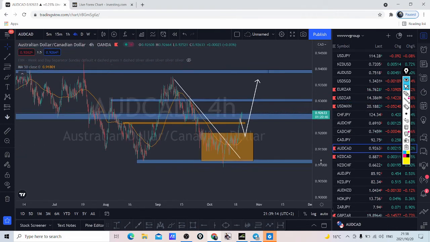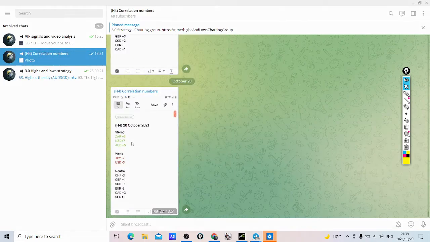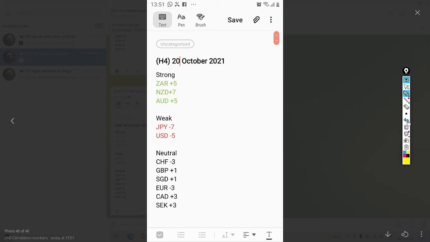Now we have the AUD Canadian dollar. Let's check the sentiment of the market. AUD is pushing up with +5, and the Canadian dollar is neutral with +3. So that means we can still buy AUD CAD. +3 is a little bit buying, but I'm still going to buy it once I see a pullback.